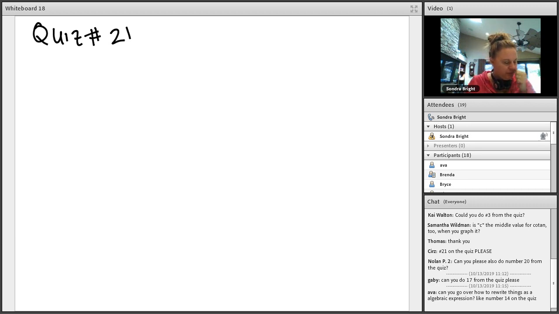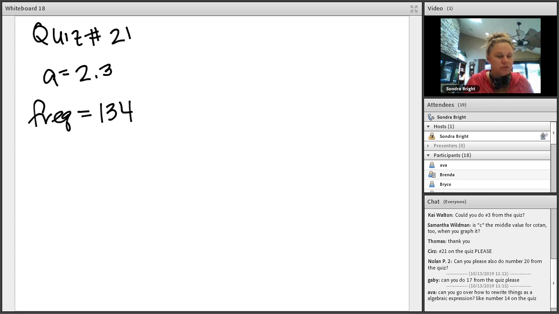All right, the amplitude of a sound wave produced by middle C is 2.3, and the frequency is 134. Determine the sinusoidal function that describes this sound. So if the frequency is 134, then that means that the period is 1/134. Frequency and period are reciprocals.